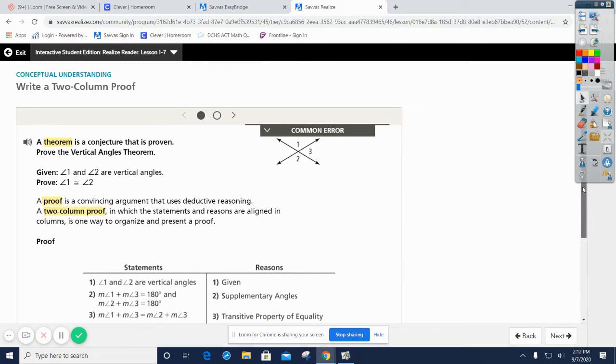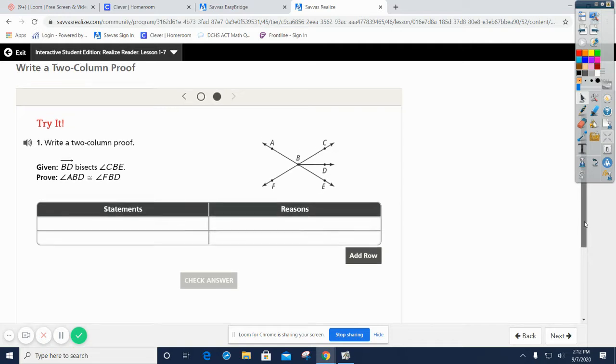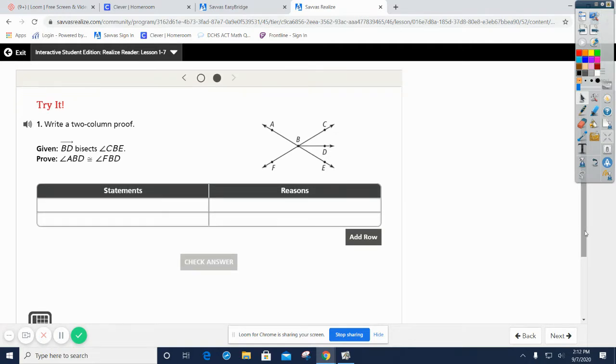All right, let's look at the second part here. I'm not going to spend too much time on these because, again, we're not doing a full proof. What I want you to be able to see is to look at the given and what you're trying to prove, and then walk your way through it without writing it down. So let me show you what I mean.